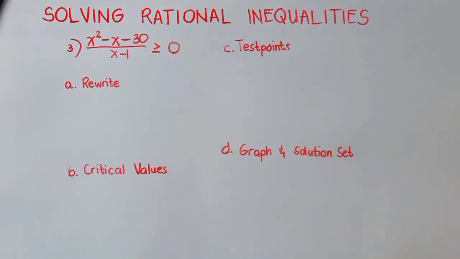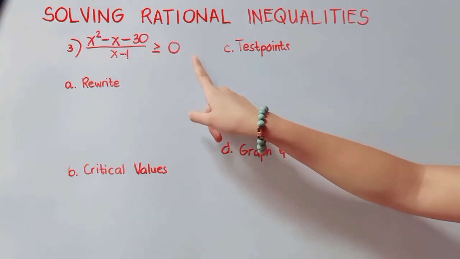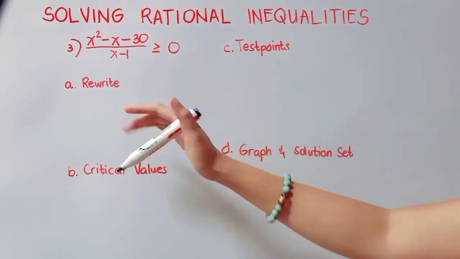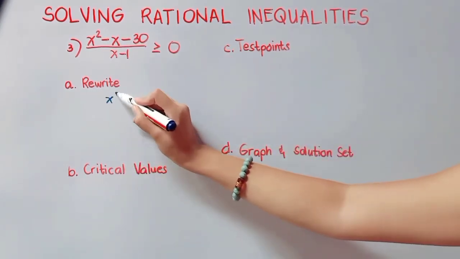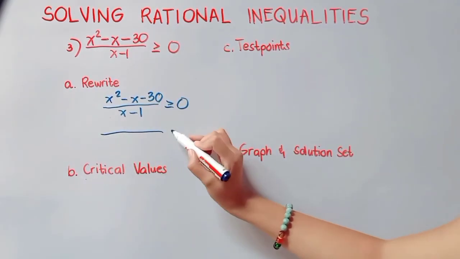Number 3. x squared minus x minus 30 all over x minus 1 is greater than or equal to 0. As you can see, the right side is already 0, and then the left side is one rational expression. So we will just have to rewrite this one.